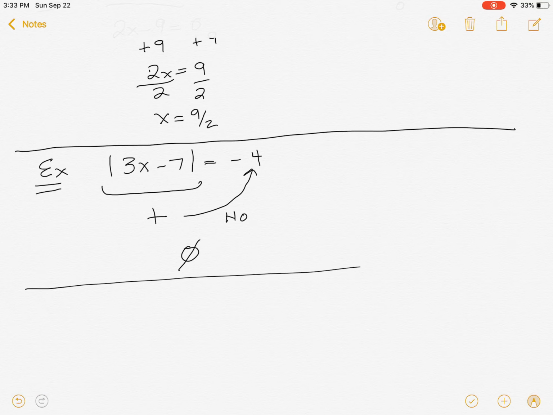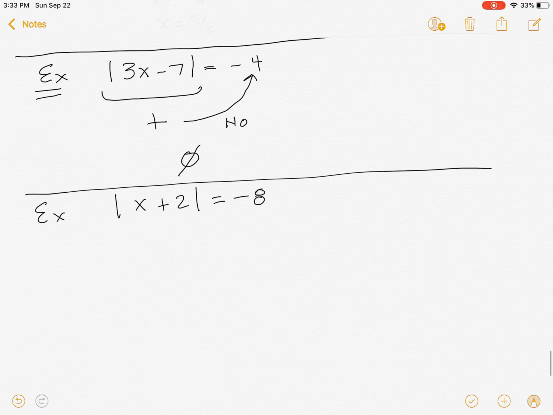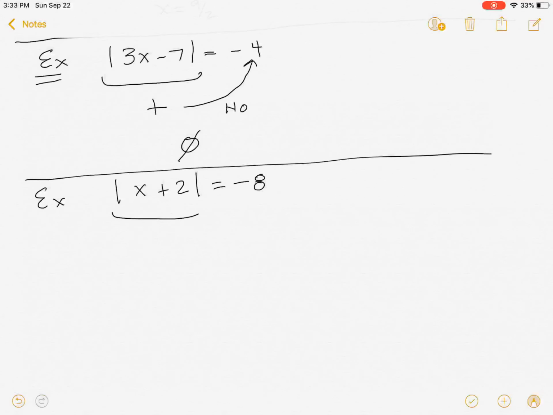Okay, just another example so that you see it. If I have the absolute value of x plus 2 is equal to -8, what sits under the absolute value is always positive. So a positive number is never equal to a negative number. So my solution set is no solution. So absolute values are really simple.